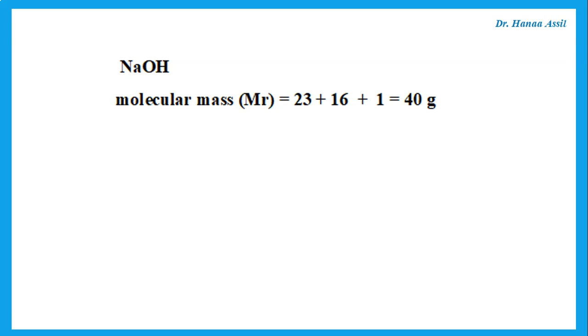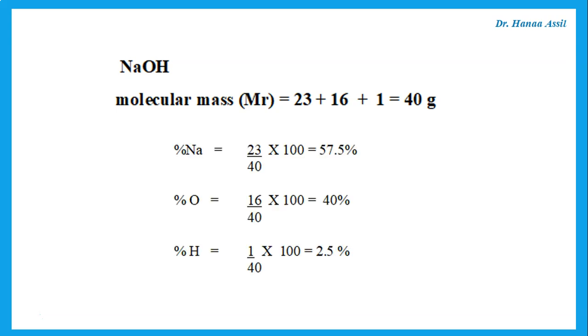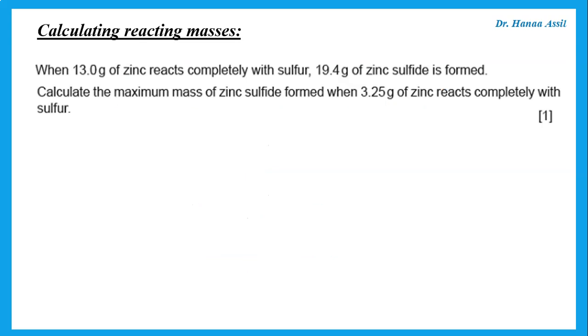Sometimes we are required to get the percentage composition. So for example, if I ask what is the molecular mass of sodium hydroxide, it's the mass of sodium plus oxygen plus hydrogen. So that comes out to 40. What is the percent sodium in that? The part of the sodium is 23 over the total times 100, that is percent sodium. The part of the oxygen over the total times 100, that is the percent oxygen. And the part of the hydrogen over the total, that's the percent of the hydrogen. So that's how we get percent of something in a molecule.